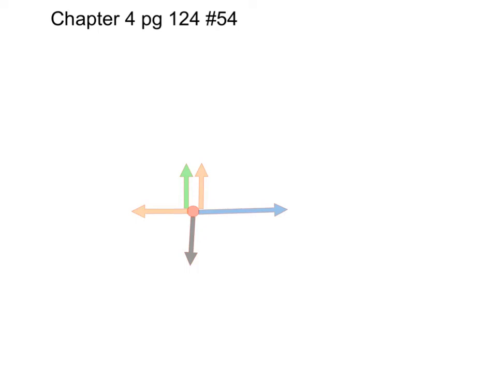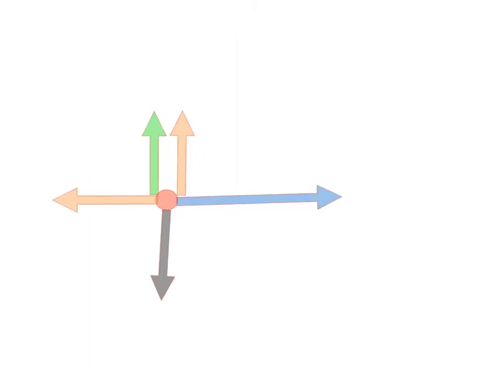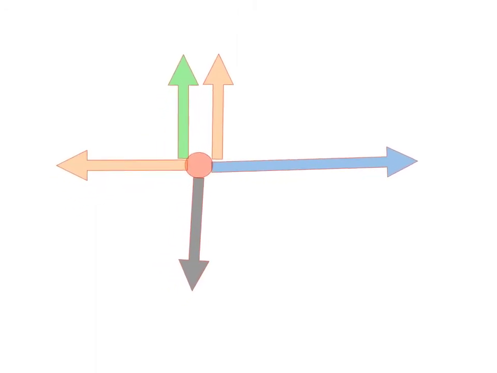Okay, on page 124, number 54, we have a bit of a tricky problem involving a clown, which will be represented by a red dot. Now, we have a lot of vectors acting on it, so let's look at these vectors. Some of them they tell us, the other ones we have to assume.